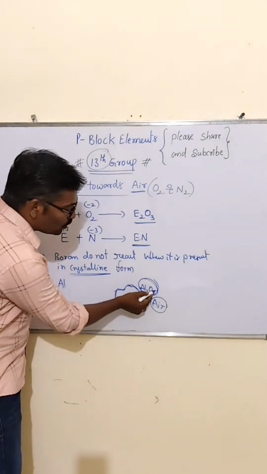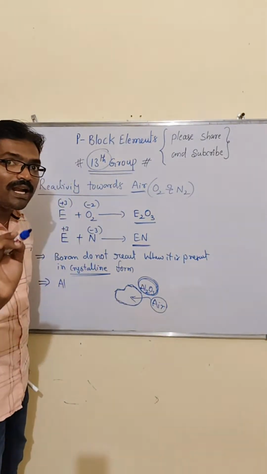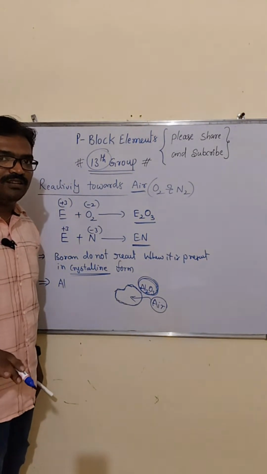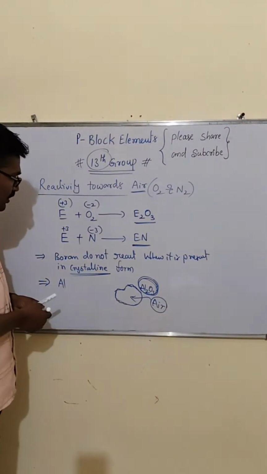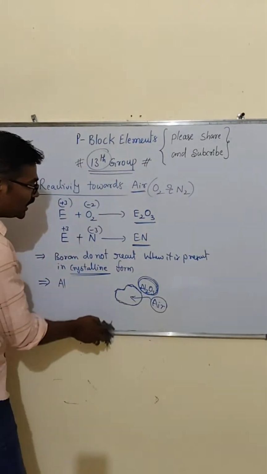So Al2O3 acts as a protective layer for further reaction. Clear, my dear students? Understand all of you, right? So aluminum can form a thin layer.